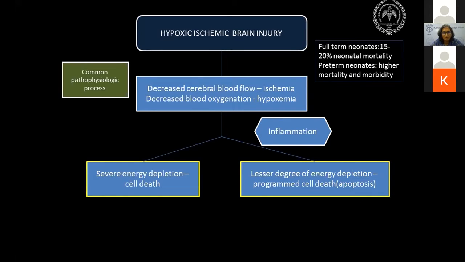As we know, in full-term neonates, this accounts for about 15 to 20% neonatal mortality. And in preterm neonates, there's a higher mortality and morbidity. So the common pathophysiological process that is involved is a decreased cerebral blood flow causing ischemia and a decreased blood oxygenation causing hypoxemia. So this, in addition to inflammation, can cause a severe energy depletion, resulting in cell death, or when there is a lesser degree of energy depletion, it results in programmed cell death or apoptosis.